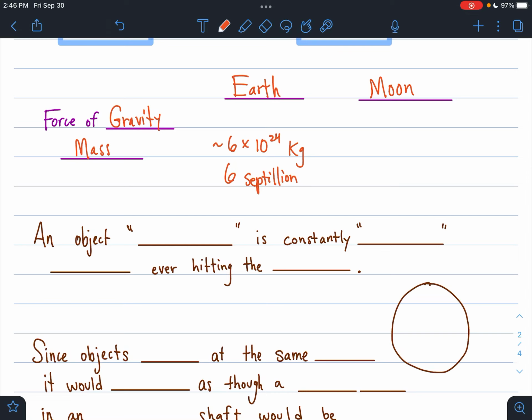The moon is not as heavy. It's about 73 times 10 to the 21 kilograms, which is the same as about 73 sextillion kilograms. So it's less mass than the Earth. The gravity of the Earth is about 9.8 meters per second squared. The gravity of the moon is about 1.6 meters per second squared.